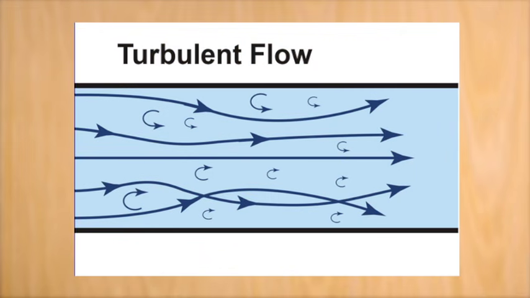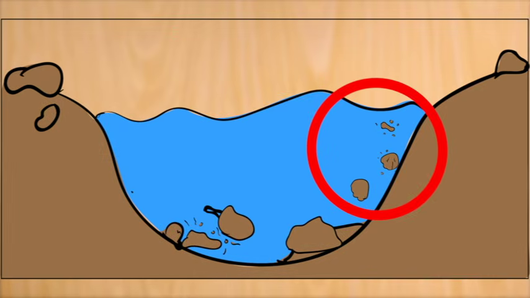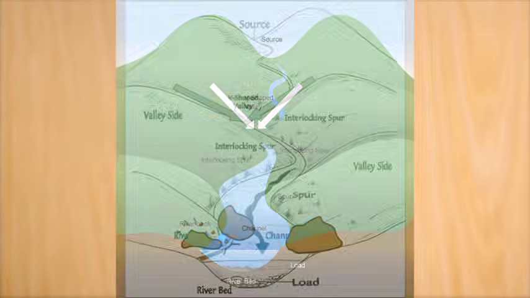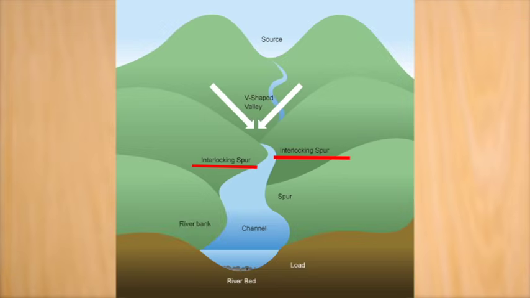Furthermore, since the river flows violently in a turbulent way, it winds and swings along different sides of the river channel. This results in a faster erosion of the less resistant rocks and a slower erosion of the more resistant rock. This difference in erosion creates interlocking spurs.